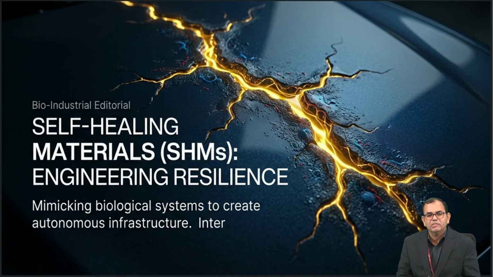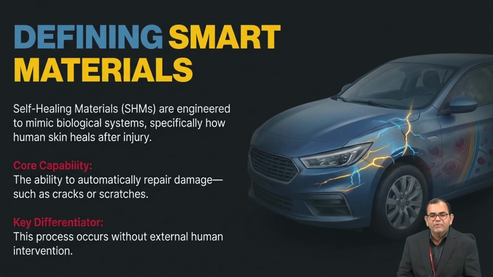and how the biological system is mimicked to overcome this kind of damage or scratches, followed by smart materials. We can call these self-healing materials smart materials. The word smart defines responsiveness, so responsive materials are smart or intelligent materials. These self-healing materials are a kind of intelligent material. How are they intelligent? They are engineered to mimic the biological system, especially how human skin works.